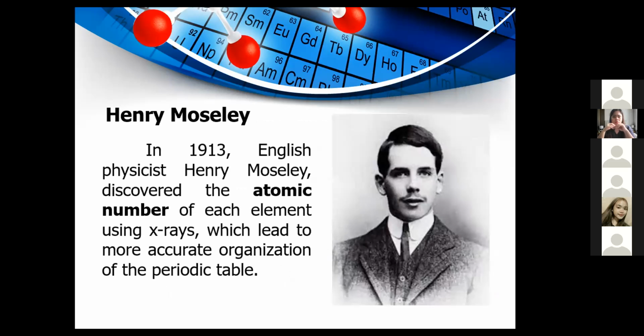And in 1913, English physicist Henry Moseley discovered the atomic number of each element using X-rays, which led to more accurate organization of the modern periodic table.